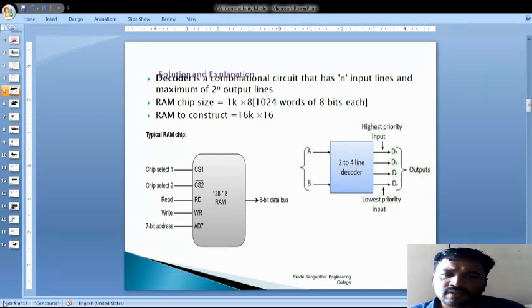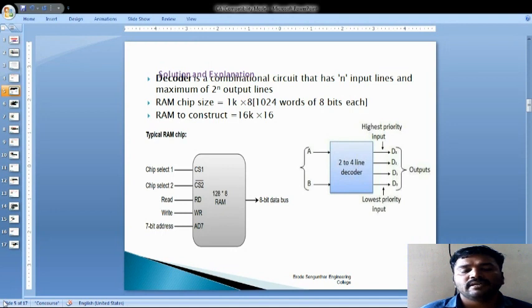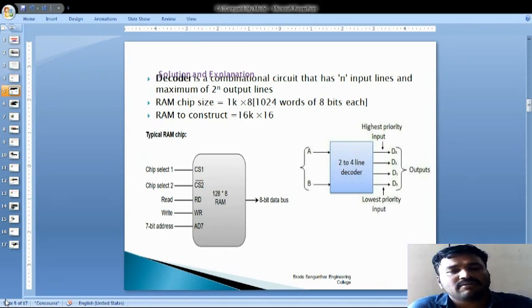A decoder is a combinational circuit that has n input lines and a maximum of 2 power n output lines. Okay, so that is the decoder. The input line can be one, but the number of output lines is a power of 2. The RAM chip size is 1k into 8, that is 1024 words of 8 bits each. The RAM to construct is 16 by 16.